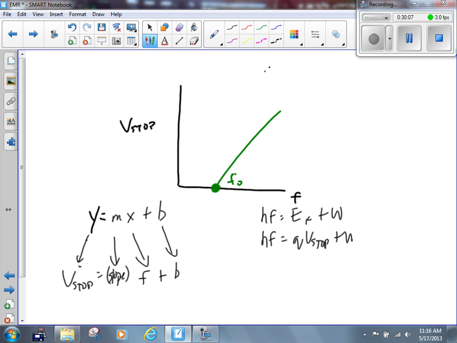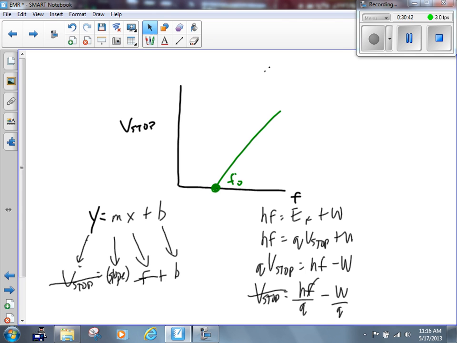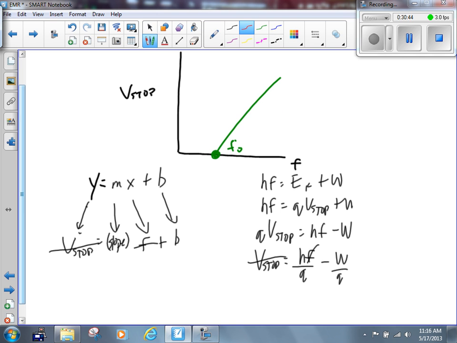Let's rearrange this one now on the right-hand side to take the same form. Let's rearrange it to solve for V stop. We get QV stop equals HF minus W. We get V stop is equal to HF over Q minus W over Q. Make sense? Let's cross off things that appear in both. V stop appears in both. F appears in both. What are we left with? Well, in this case, we're left with the slope is equal to what? H over Q.